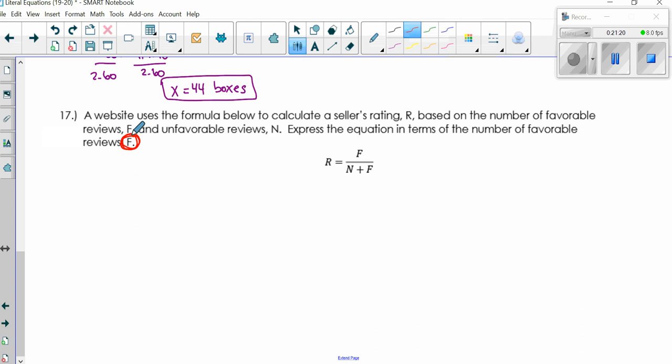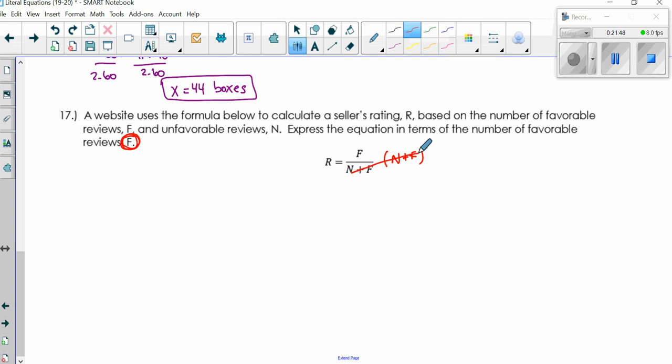So this is very much similar to the first page where we want to solve the literal equation that has multiple variables for a specific variable. Notice that there's F in both places. What you cannot do is this, then you're neglecting that N. Remember, anytime you have a fraction, you should always get rid of the denominator. Since you're dividing by it, multiply by it. So I'm going to multiply by N plus F.